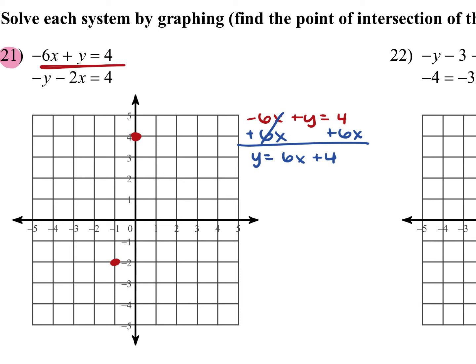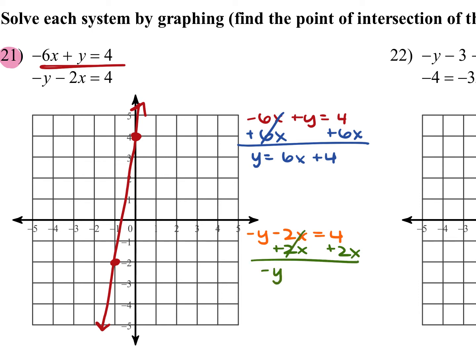We have our 2 points here, so we draw our line through them. And then we go to figure out the next function. We have negative y minus 2x is equal to 4. For this one, we're going to start by adding the 2x to both sides.